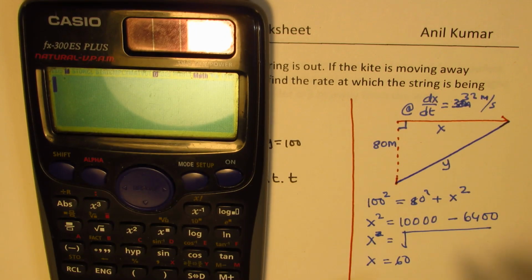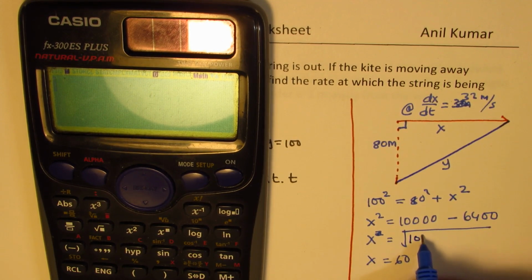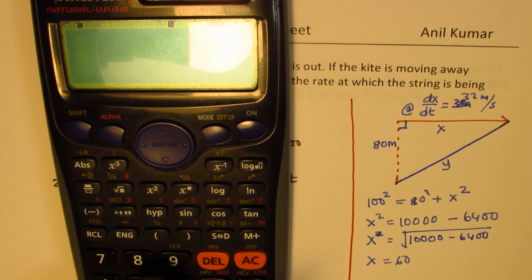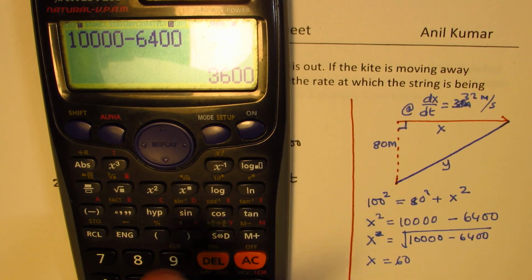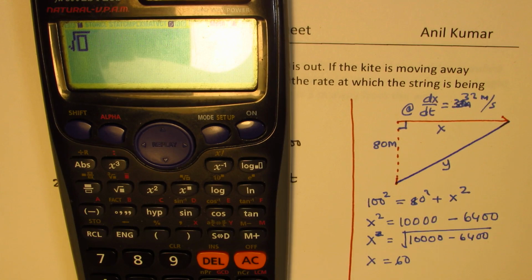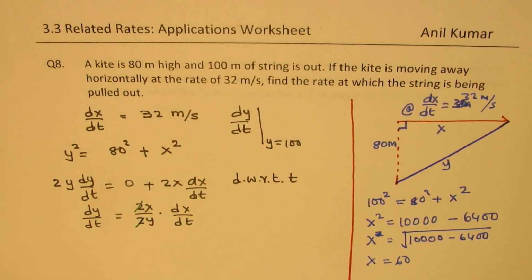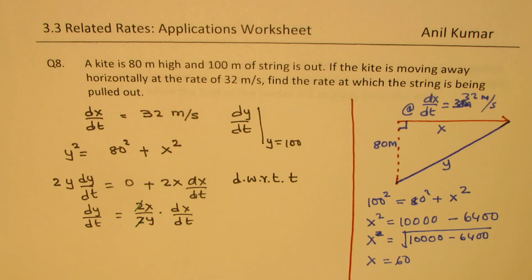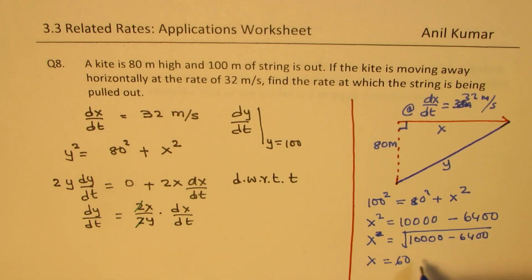Let's do it. So we have here, let's use 10,000 minus 6,400, correct? So we have 10,000 minus 6,400 equals, which is 3,600, and we'll do the square root of our answer to get 60. Perfect. So these values are taken so that you could easily solve, right? So we get 60 meters. That is the value of x.